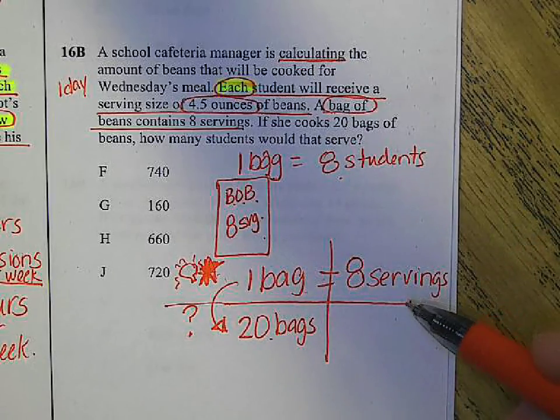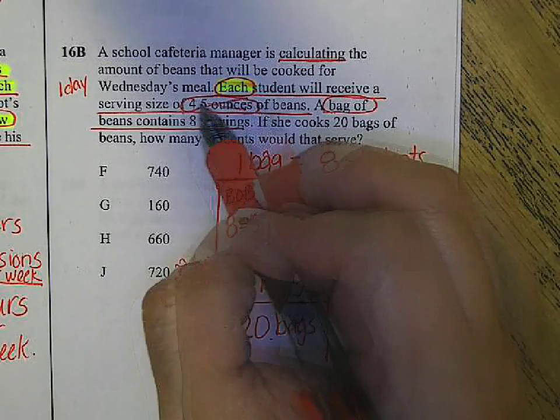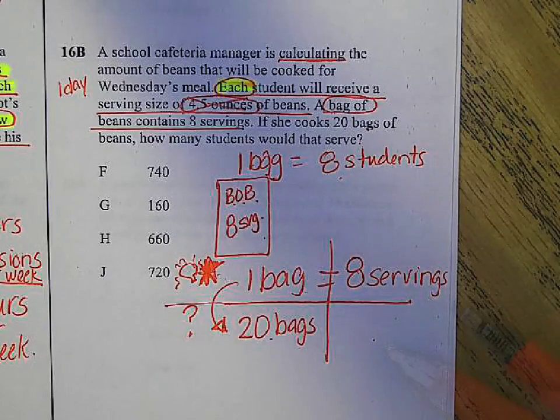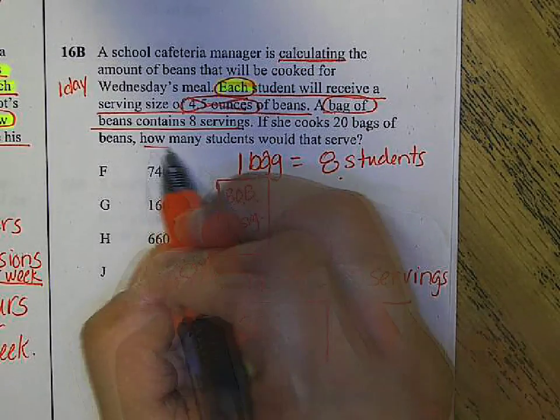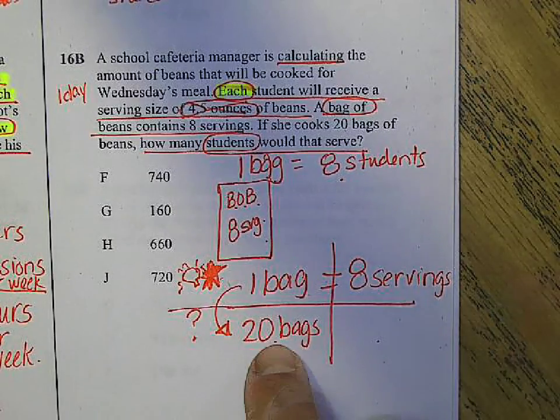What number is really not as important here? 4.5. Thank you. Why? Because you don't need it for that. It's not asking. Because we're not asking the total number of ounces. We're asking how many servings. How many students would that serve? For 20 bags.